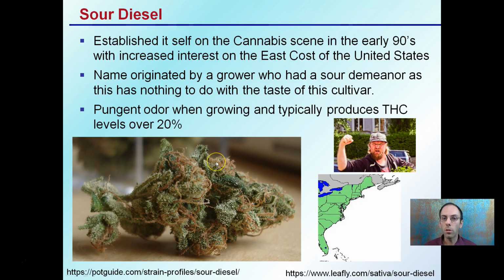Sour Diesel established itself in the cannabis scene in the early 90s, with increased interest on the East Coast in particular in the United States. The name originated from a grower who had a sour demeanor. It has nothing to do with the taste of the cultivar. So again, sometimes these names can be misleading. Even though this is in the marijuana classification, Sour Diesel got its name because the person was a sour person. It has a pungent odor when growing and typically produces THC levels well above 20%.